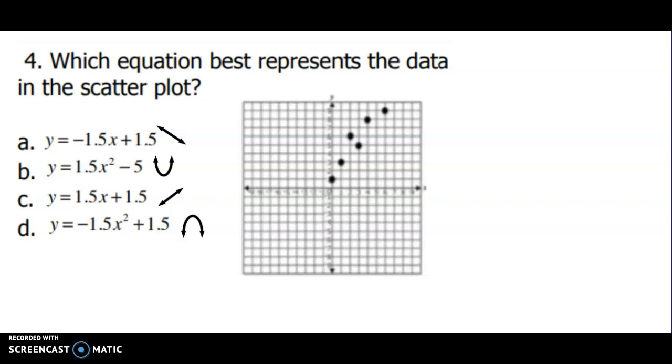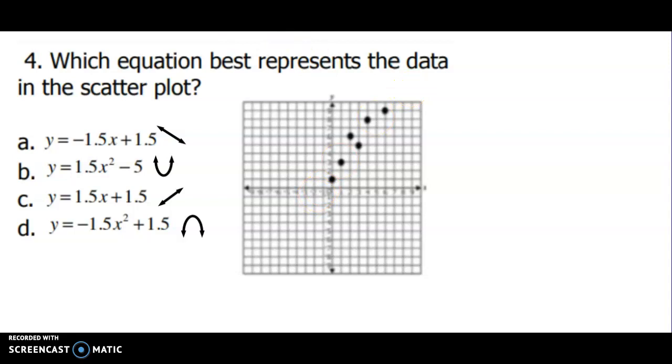Number 4, which equation best represents the data in the scatter plot? We could find the coordinate points of every single one of these points and type them in Desmos, but let's be real, that is too much. But what we can do is just use some common sense. I see that this obviously looks linear.